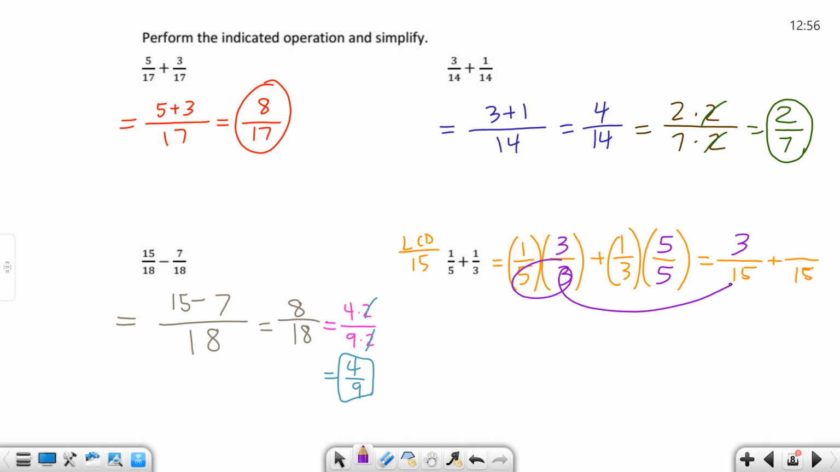5 times 3 is 15, right? Here, 1 times 5 is what? 5. And then 3 times 5 is 15. So 3/15 plus 5/15. Now they're all over 15, and I'm going to do 3 plus 5, and that's what? 8 over 15. And does 8 over 15 simplify or reduce? The answer is no. There's nothing that divides into both 8 and 15. So 8/15 is reduced, or simplified, to lowest terms.